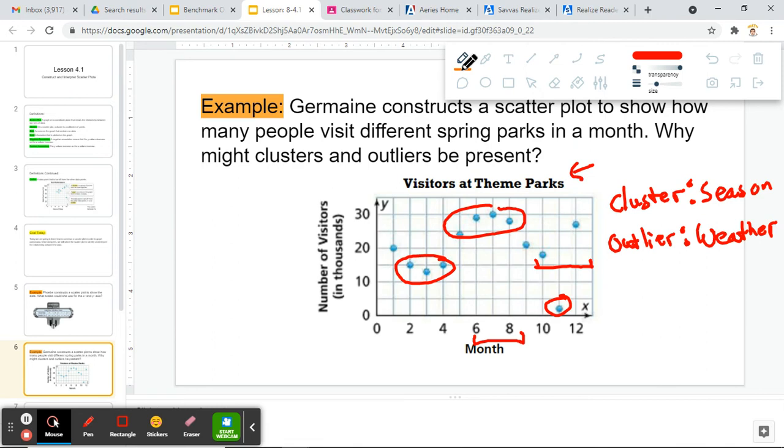But basically, as long as you're able to identify the outlier, which again was this one right down here, and the clusters, which were circled up here, then you can clearly see that we do have clusters and outliers in this graph, and they must be related to some outside factor.